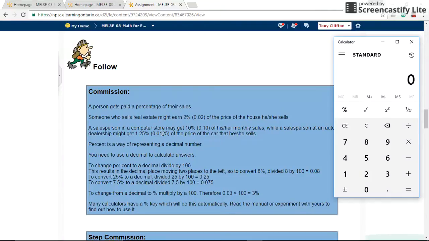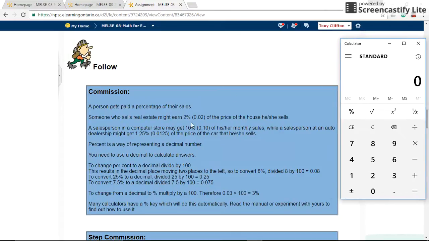A salesperson in a computer store may get 10%. A person at a car dealership might get 1.25%. Percent is a way of representing a decimal number. So to change percent to a decimal, divide by 100. This results in the decimal place moving 2 places to the left. So to convert 8%, you just divide 8 by 100.